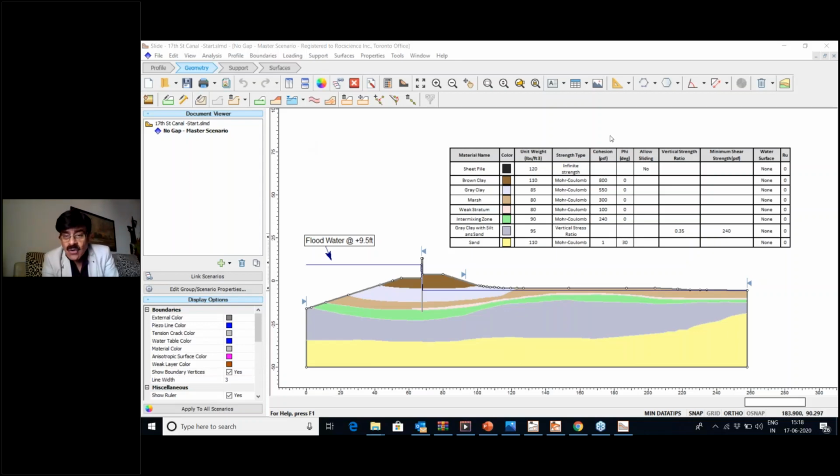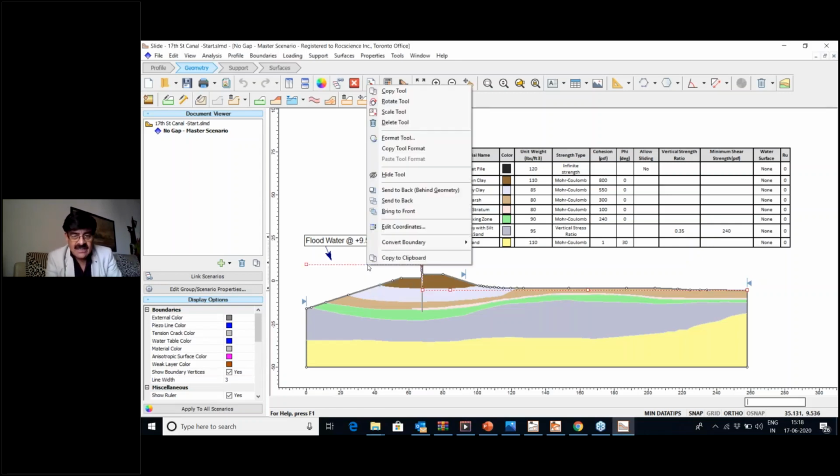One important thing that you see in the table of the material properties here is that they're all cohesion only material. There's no friction, cohesion only material, which means the pore water pressure through this material will not come into the equation. And so it will all be ponded water. No pore water pressure in these materials.